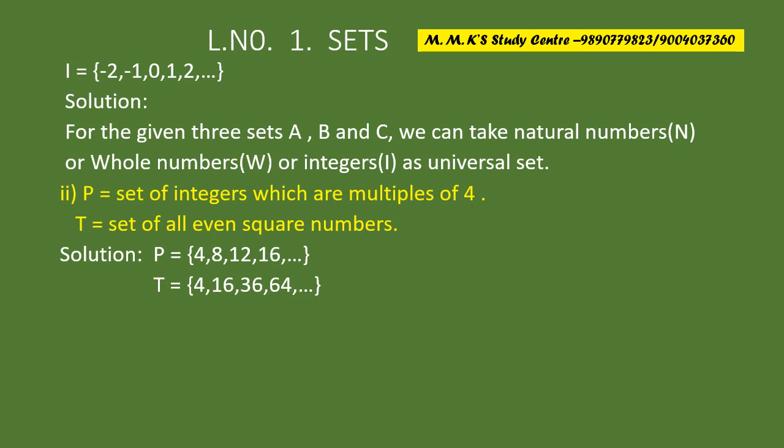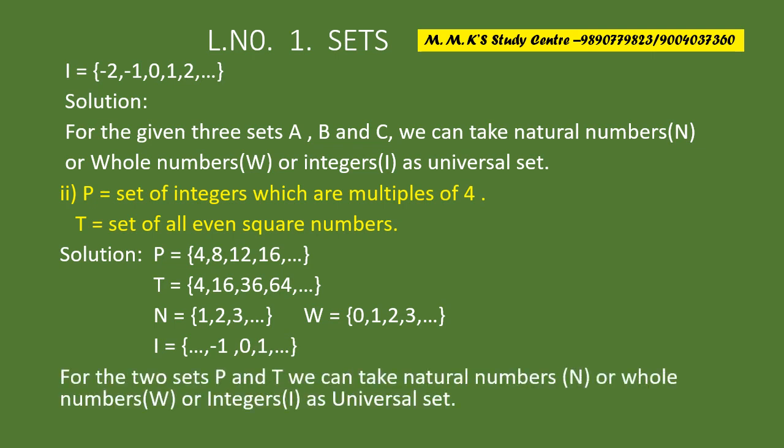So we are going to write down the possible sets for this. So again, whole numbers, natural numbers and integers, they all can be the possible universal set for the sets P and T. Yes, children. So for P and T, whole numbers, natural numbers or integers we can take.